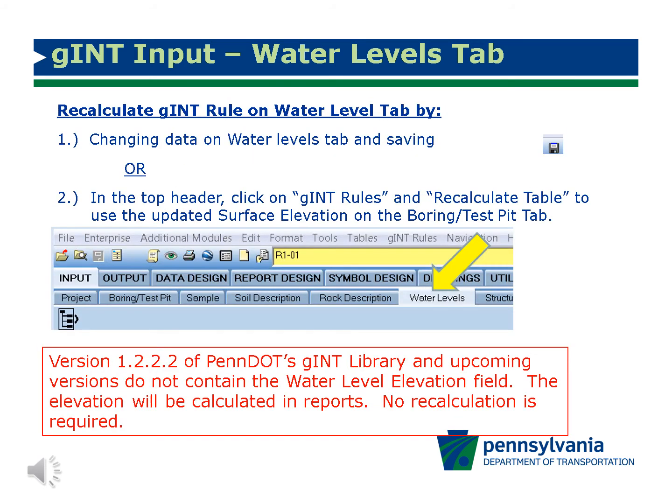As stated previously, the gINT rule can be calculated by clicking on Save. However, the Save icon must be visible, not grayed out, when you click on it to recalculate the rule. An alternative method for recalculating the gINT rule is in the top header of the gINT screen. Click on gINT Rules and then on Recalculate Table in the drop-down list that appears to recalculate the gINT rule using the previously entered or revised surface elevation from the Boring Test Pit tab.